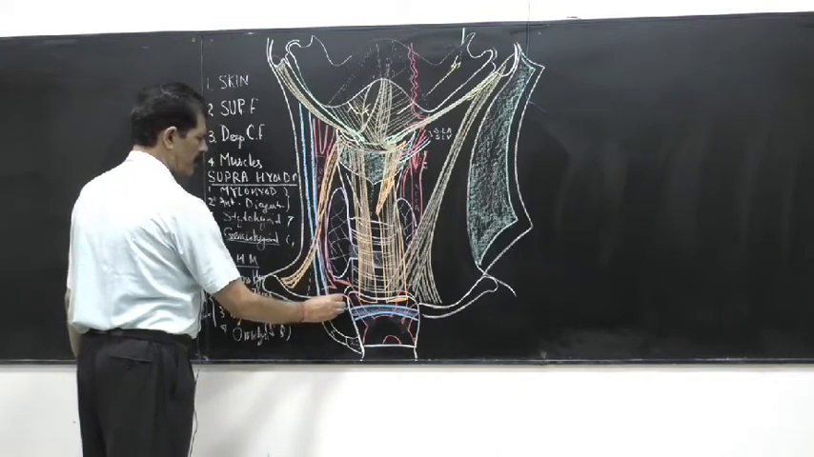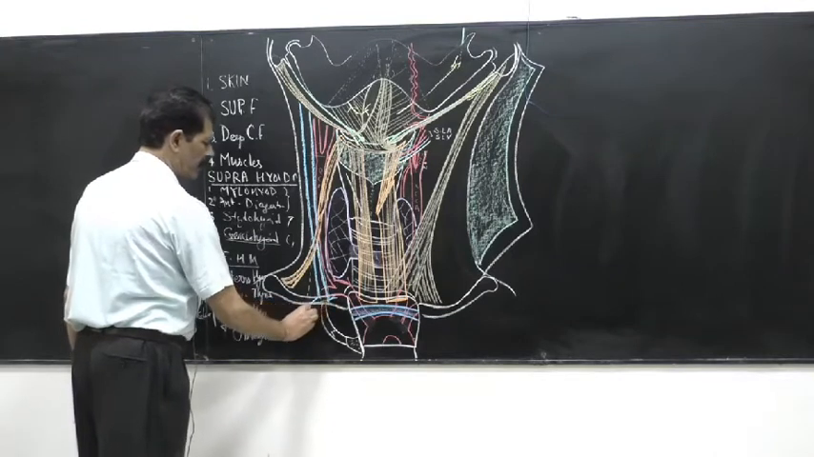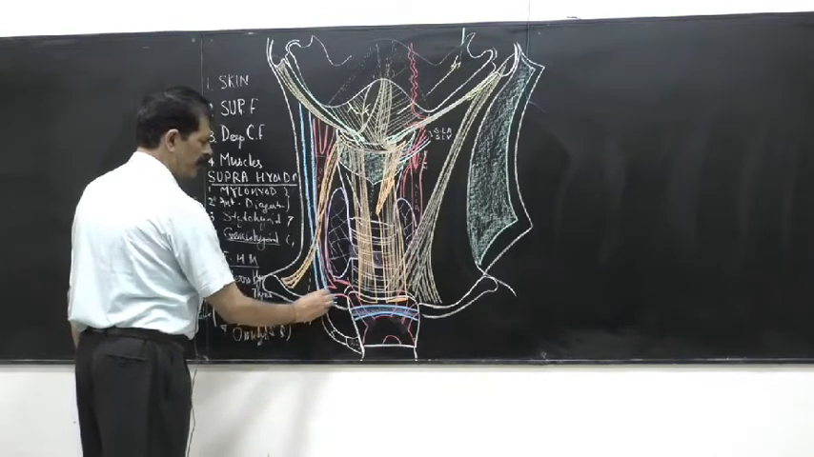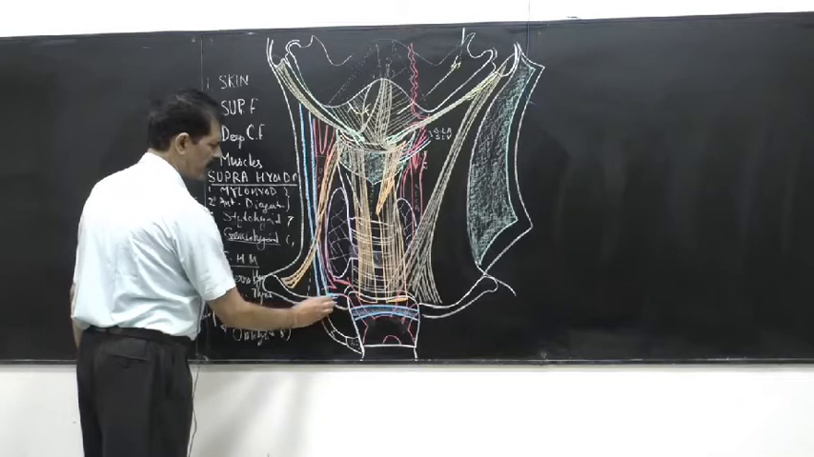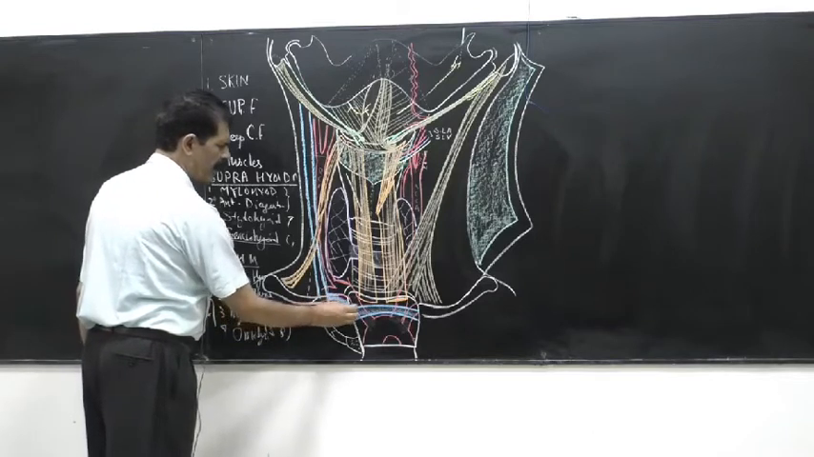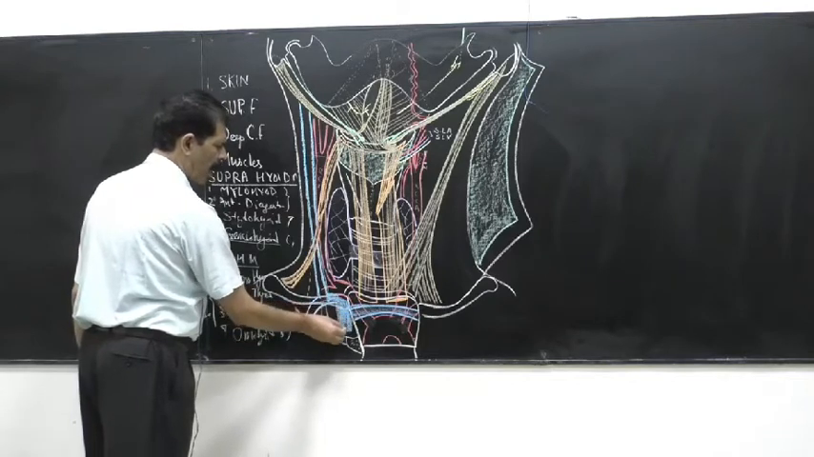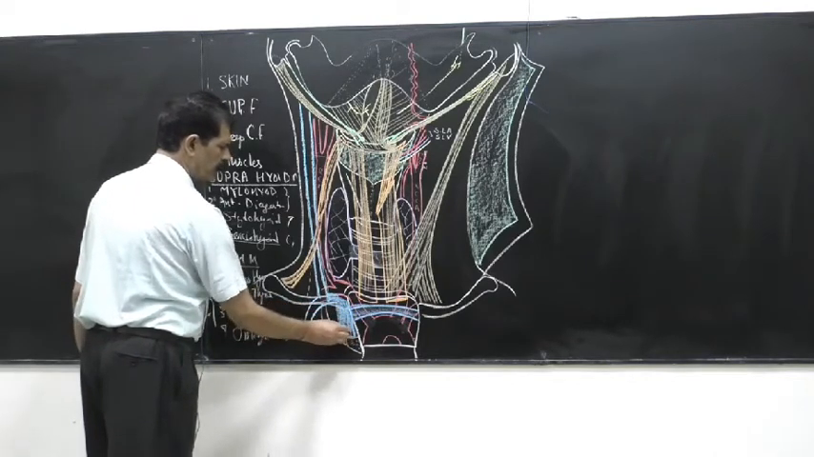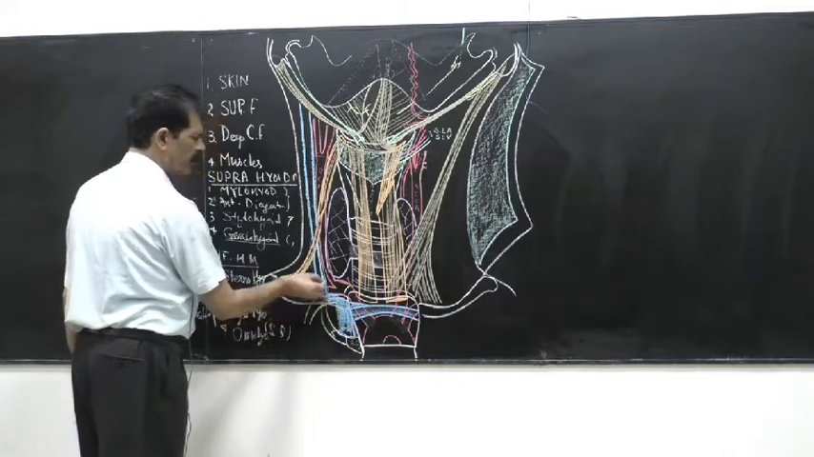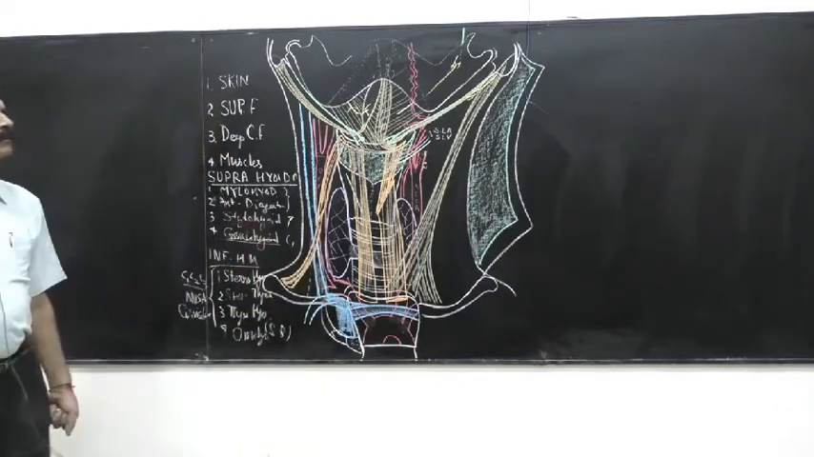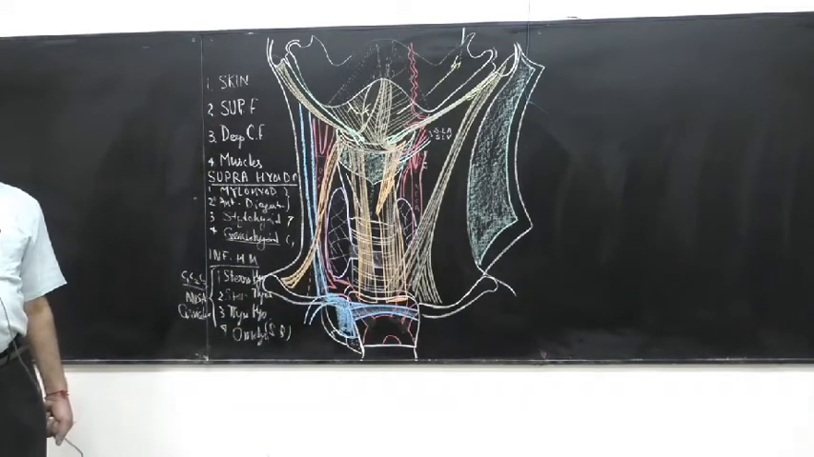And this internal jugular vein meets with the left subclavian vein and right subclavian vein to form the brachiocephalic vein. And the right and left brachiocephalic veins unite to form the superior vena cava. So this is how the venous system is there. The internal jugular vein and the artery are close together.